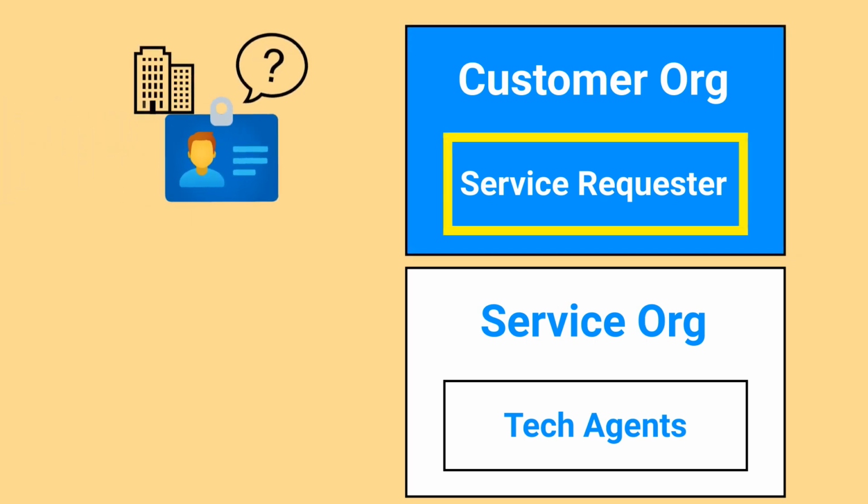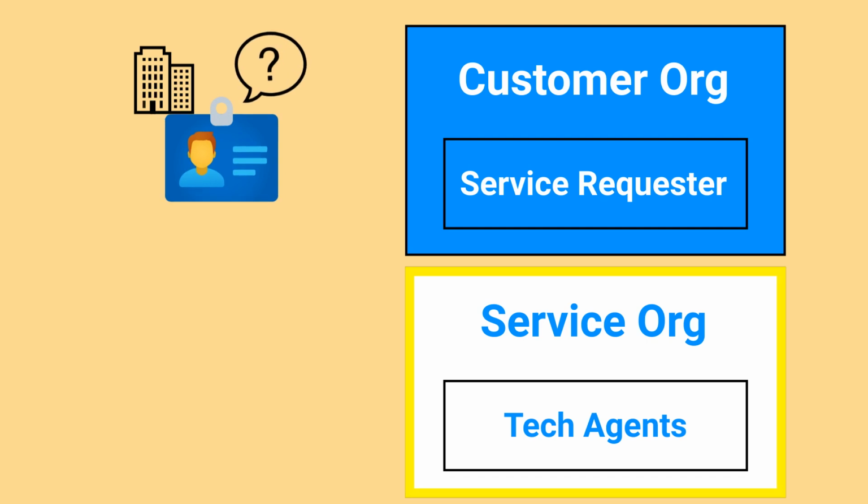The service requester represents an individual within the customer organization who initiates a support ticket. This could be an end-user employee or any member of the organization experiencing technical issues. The service requester provides essential details about the problem, collaborates with tech agents during the troubleshooting process, and often expects timely updates on the ticket status. Effective communication between the service requester and tech agents is crucial for a successful resolution, ensuring that the reported issues are understood and addressed accurately. They may also be referred to as a customer, client, or user.